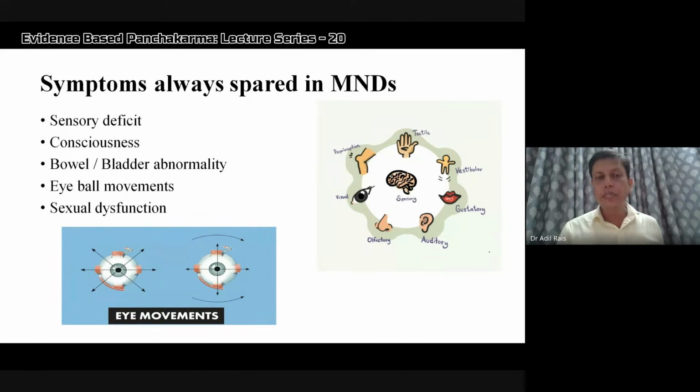Now the eyeball movements are also always spared from the motor neuron disease affection, because the cranial nerves which are responsible for eyeball movement, the third, fourth and sixth cranial nerves, have their nuclei directly present outside the regions affected. They are not in the cortical or other affected regions. So eyeball movements are always preserved in motor neuron disease. Sexual dysfunction never happens in motor neuron disease.